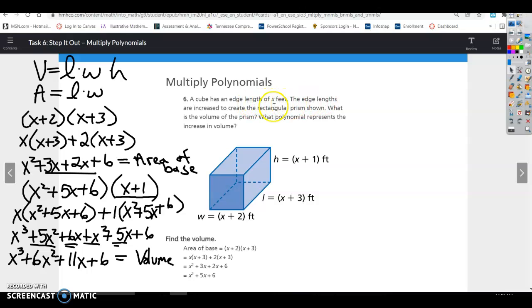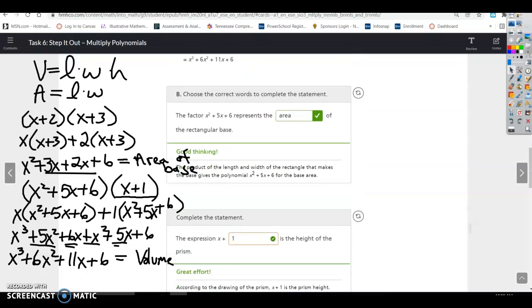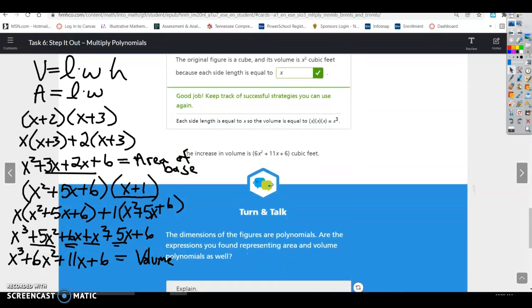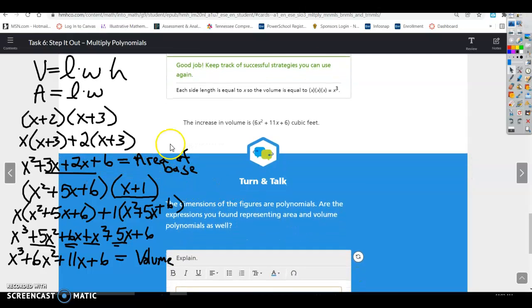And then it says the edges are increased to make this rectangular prism. So that was just given information. Sometimes you have to look back to see what you were given. And then again, the increase, which answers the question above, the increase in volume is everything except the x cubed. So it would be the 6x squared plus 11x plus 6 cubic feet.